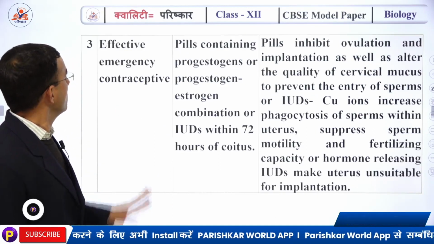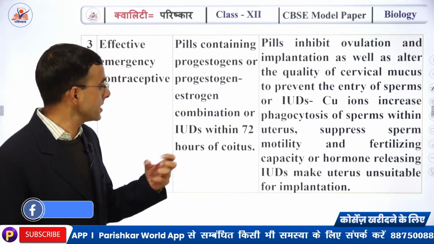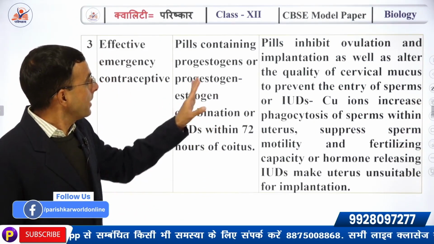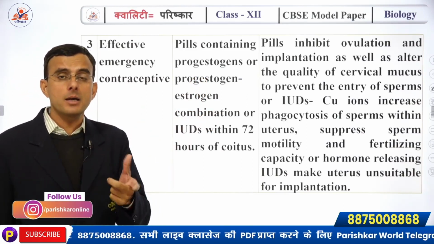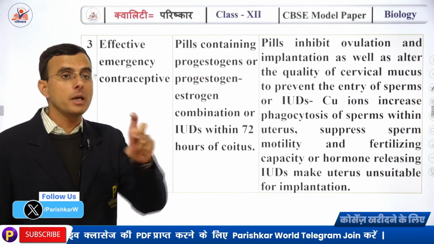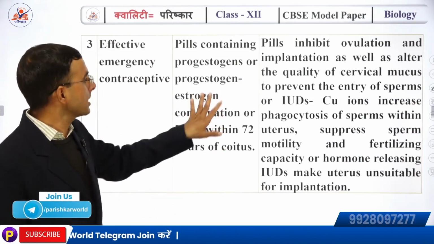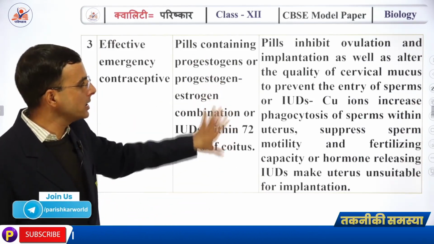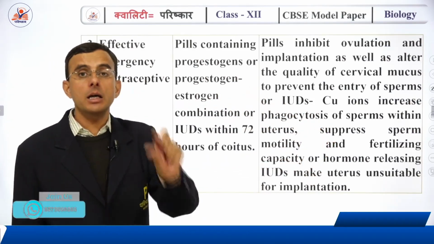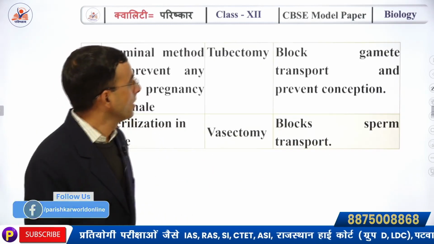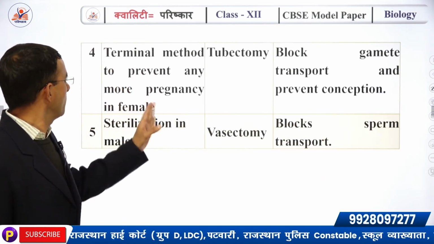Now the third one is effective emergency contraceptive. That means after a relationship, how do we stop that particular sperm in the woman's body from fertilizing the egg? So these are pills, and these pills are mainly utilized to stop the entered sperm from fertilizing the zygote. Now the next one is a terminal method to prevent any more pregnancy in females.